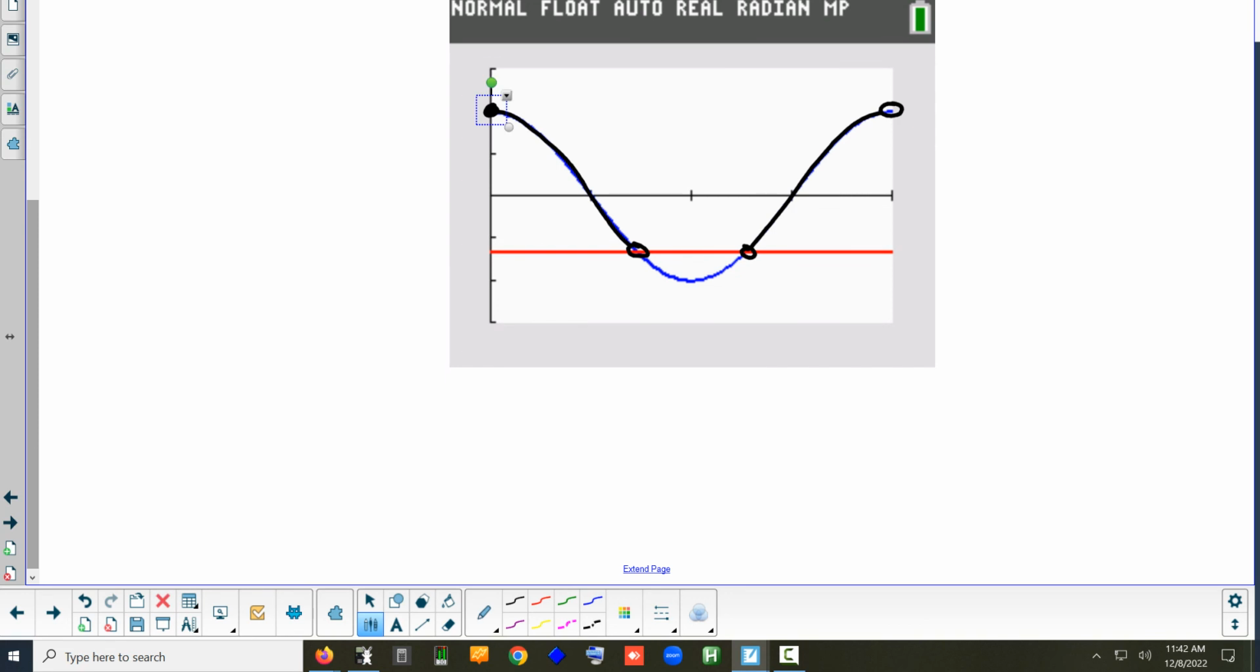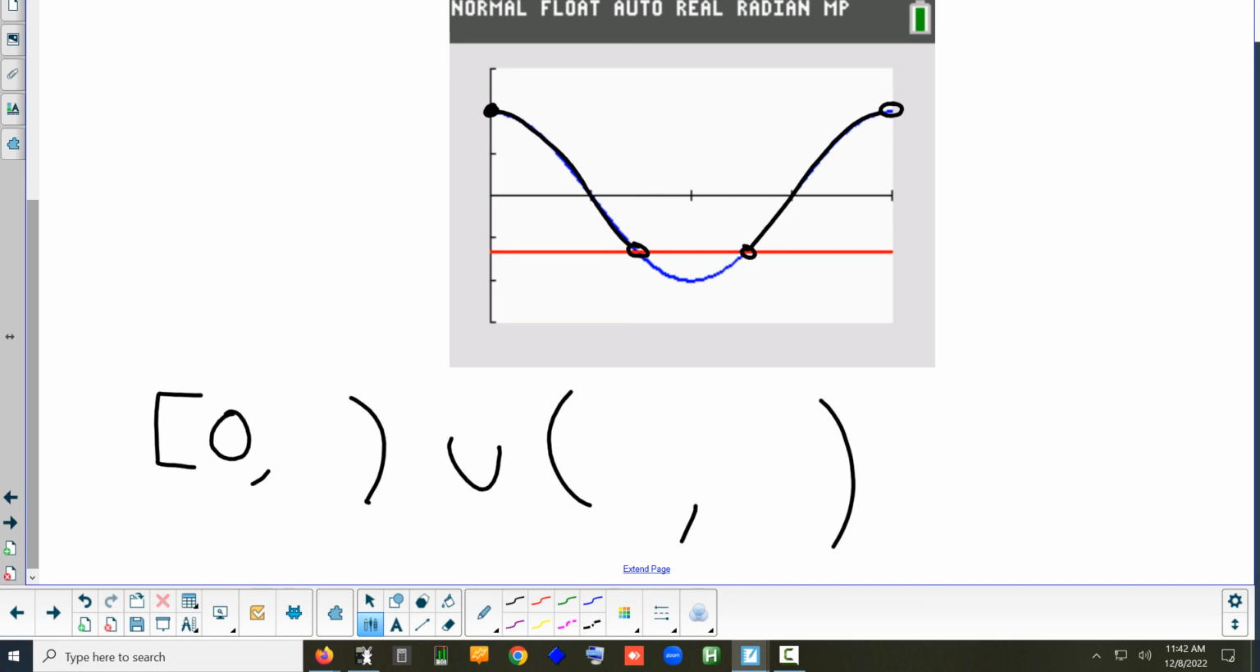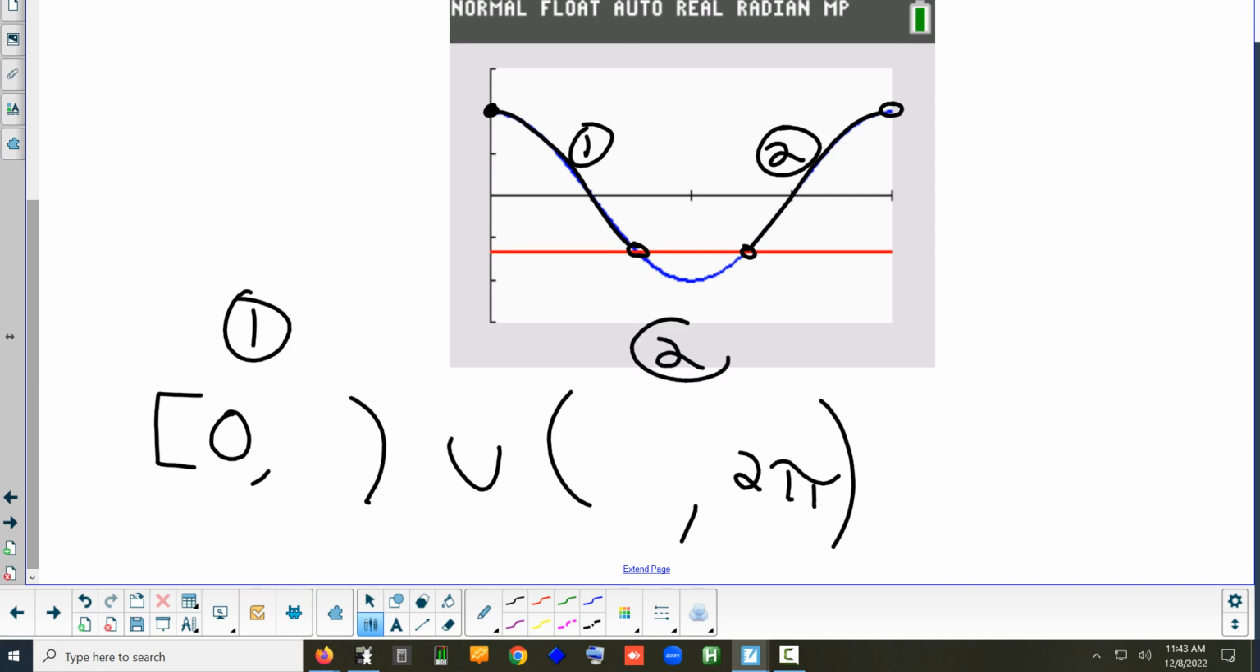So when I write it, what do I use for a closed circle when I write an interval? Bracket. And what x value is that at? 0. We know that one. I don't know this value yet, but what kind of symbol is it going to be? Parenthesis. And what symbol for this one? Parenthesis. I don't know what it is yet. And what symbol for this one? And that one I do know. That's 2 pi. So this is 1, 2. This is 1. This is 2.